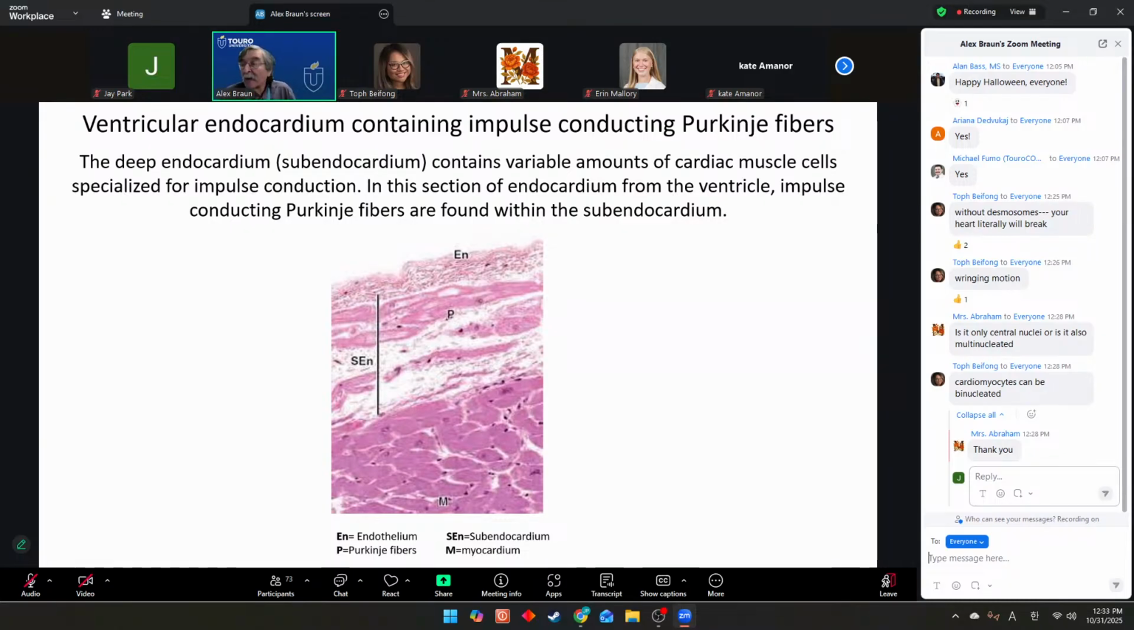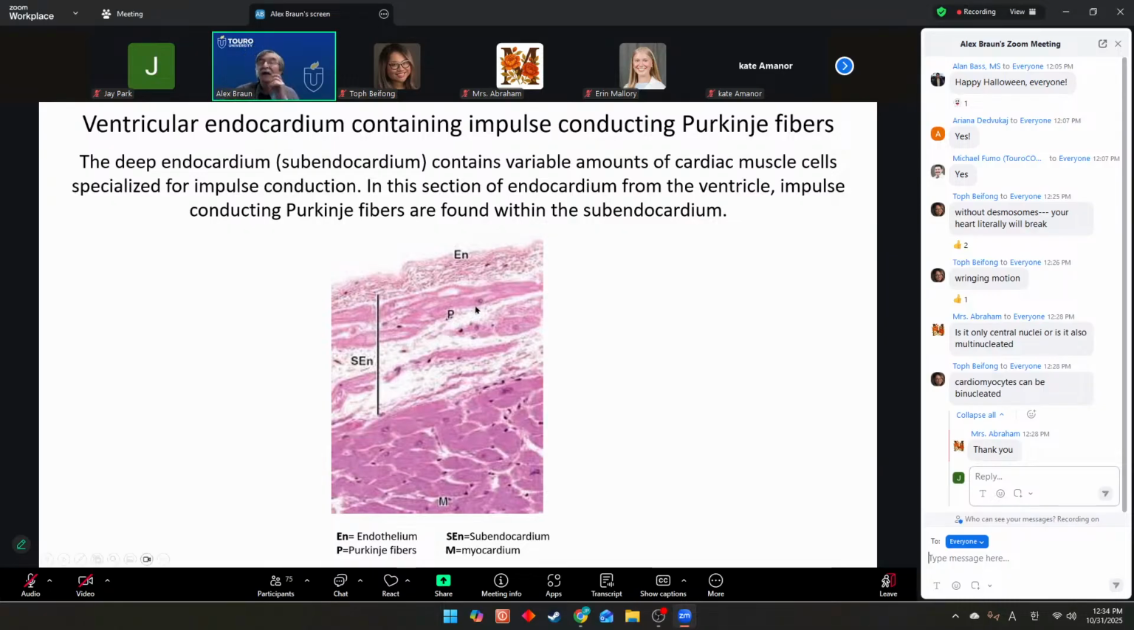Another reason they look more pale is that they tend to accumulate more glycogen than the contractile cardiac muscle fibers. Now, I know that contractile cardiac muscle fibers do accumulate some glycogen, but these accumulate even more glycogen, as if they need to be able to conduct the cardiac impulse even if there's low oxygen being provided for aerobic metabolism. They still are able to generate energy to conduct the cardiac impulse.